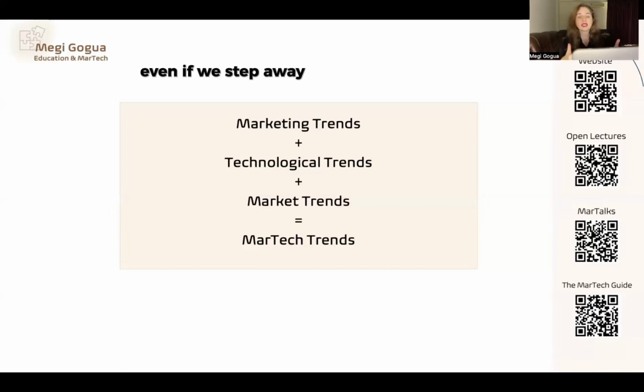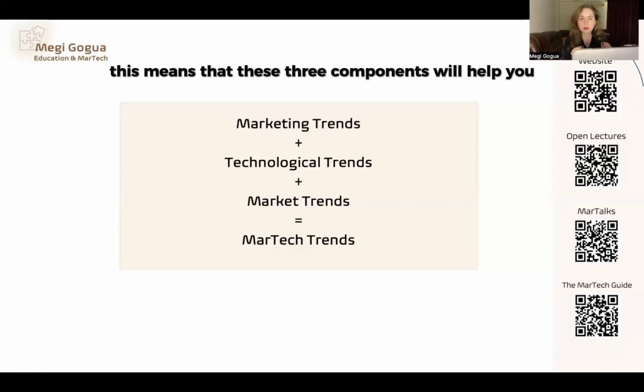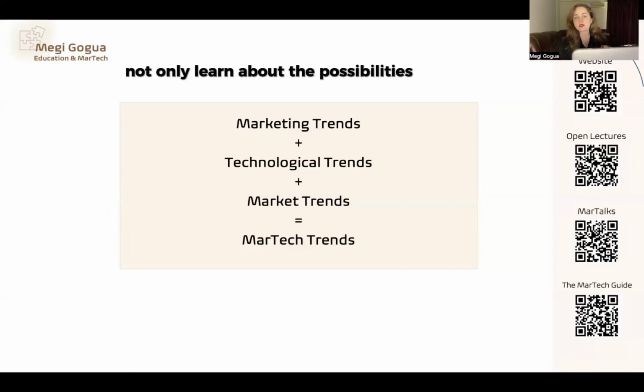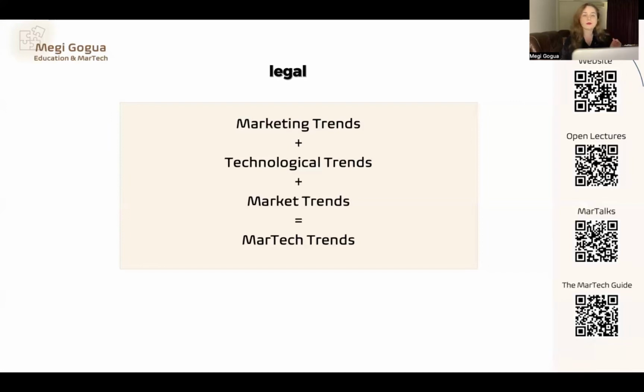Even if we step away from the MarTech trends that we have currently, these three components will help you not only learn about the possibilities of the trends in the longer sense, and specifically for your particular decision-making algorithm, let's call it that way, if you're a marketer, or if you consider learning about MarTech in the future, and make these trends realistically applicable to your particular case.